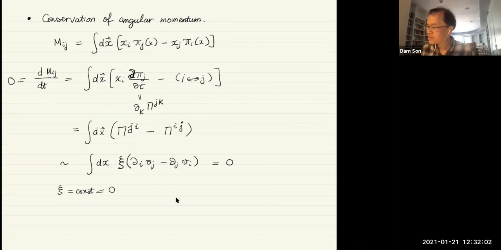I should have known that, but from this physical argument, I can say I wasn't able to find a rigorous, simple symmetry-based argument to say that this xi has to be 0. But I think this xi has to be 0 based on physical consideration.